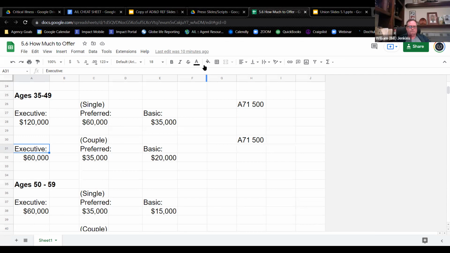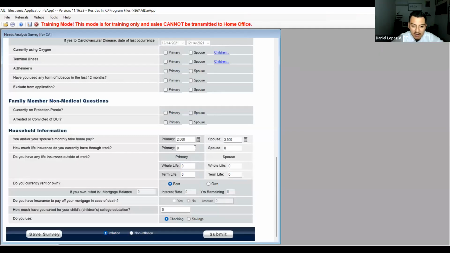So I don't really care how much they make, how much they have to work, how much life insurance they have. I don't really care. So I'm just going to zero everything out, and I'm going to put 200 for income, or 1,000. Doesn't really matter, because I already know what to offer them. Now, don't get me wrong.